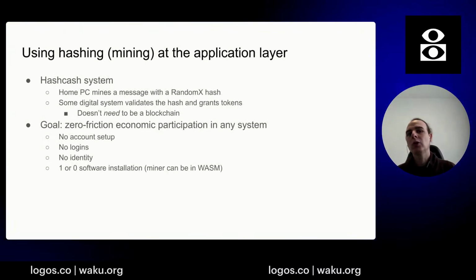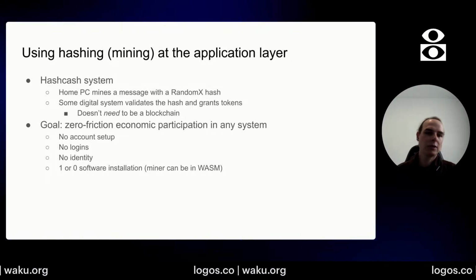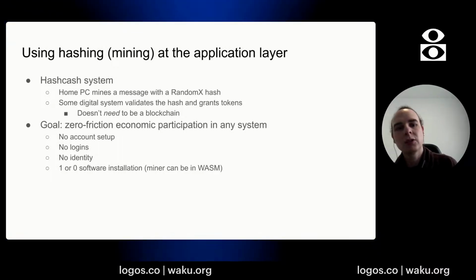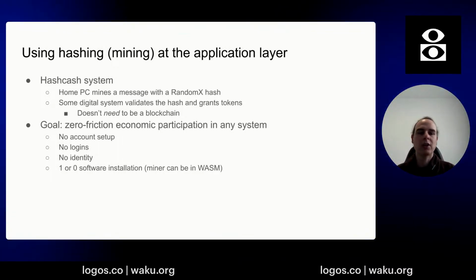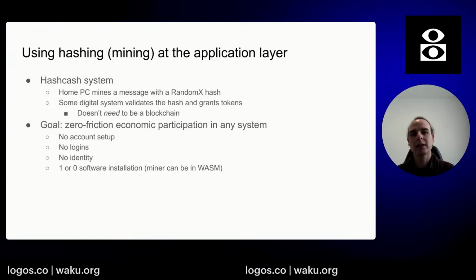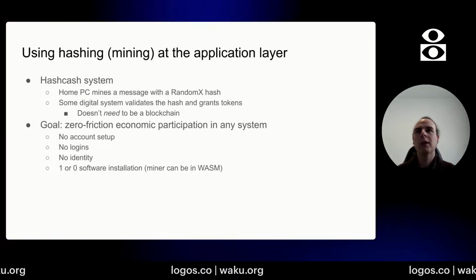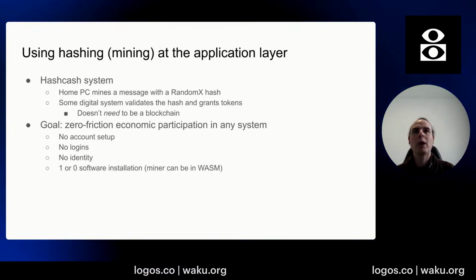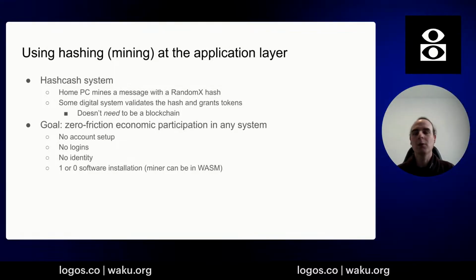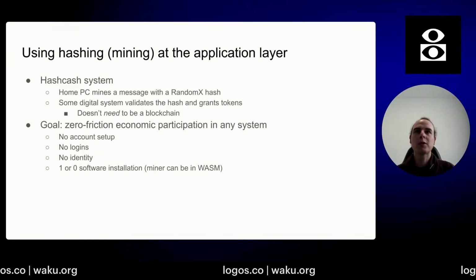And the idea is not to use proof of work necessarily as a way to secure the system, like to secure a blockchain, to stamp blocks. The idea is to use it simply as a Hashcash system, as originally envisioned by Adam Back in his Hashcash paper. And Hashcash is the foundation for Bitcoin. It's a very simple system where you can mine a message with RandomX, a secure hash function, and the receiver can know it's not spam, right?